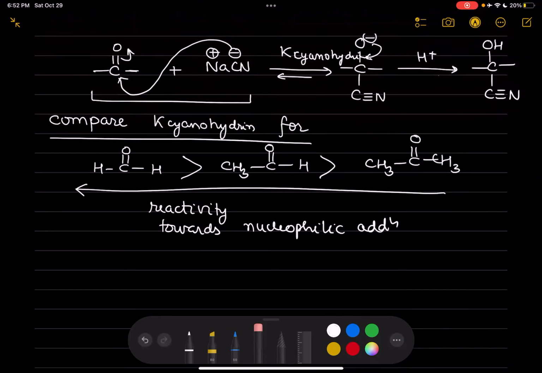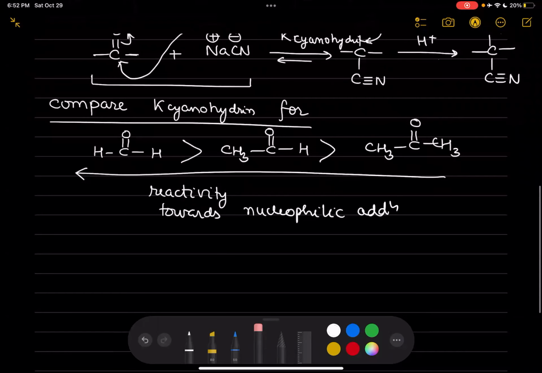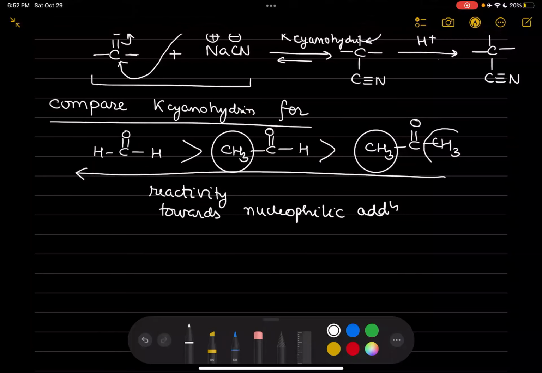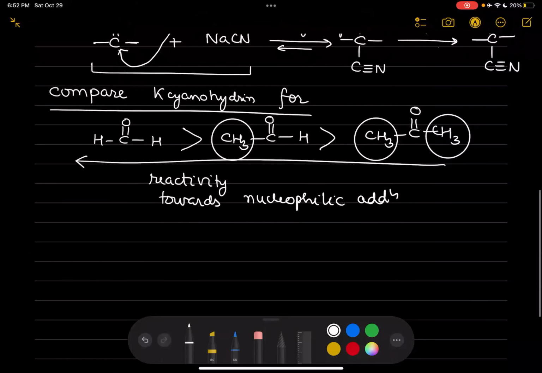Sir, because CH3 is a bulky group which can prevent the nucleophile from attacking. Yes, it is a bulky group, so it is preventing. And as you are having more and more bulky groups, what is happening? The extent of addition is decreasing. Is it clear? Yes, sir.